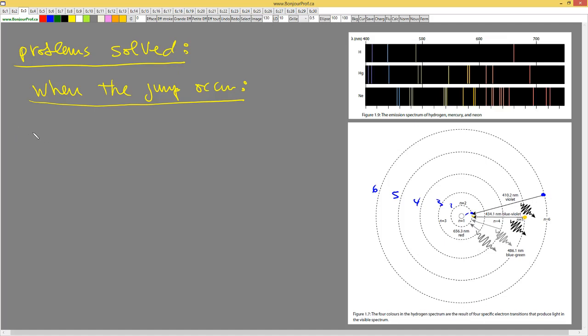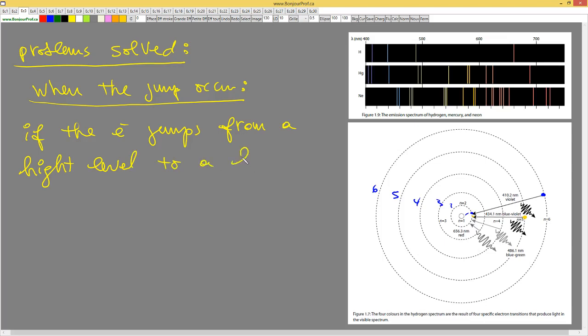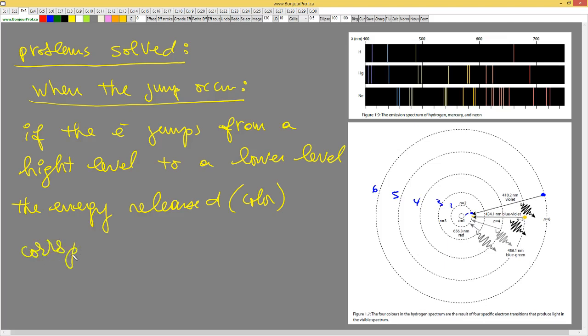So I'm going to write it here: if the electron jumps from a high level to a lower level, the energy released, here it is the color, corresponds to the difference of the energies of the two levels.